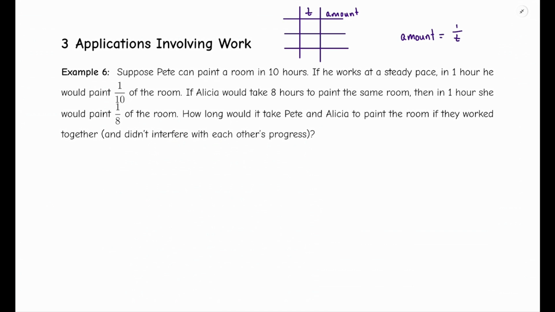Example 6. Suppose Pete can paint a room in 10 hours. If he works at a steady pace, in 1 hour he would paint 1/10 of the room. If Alicia would take 8 hours to paint the same room, then in 1 hour she would paint 1/8 of the room. How long would it take Pete and Alicia to paint the room if they worked together and didn't interfere with each other's progress?